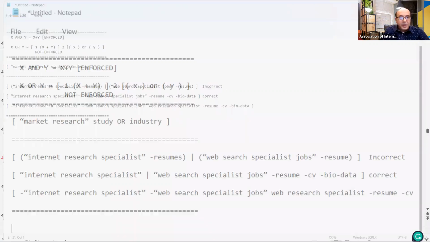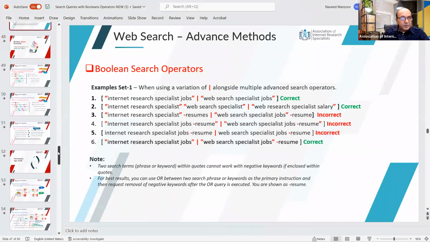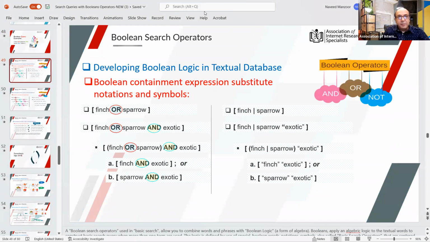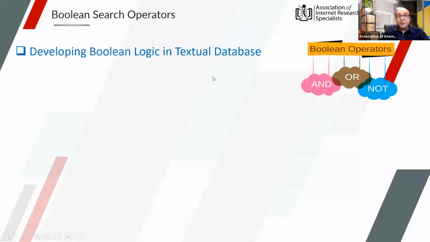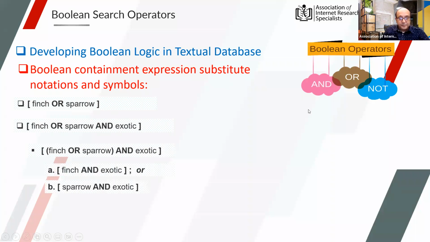Carry on with what we have. We're done with NOT and the minus sign. Not going to use NOT. Now let's look at some of the symbols, the way we are going to substitute notations with the Boolean itself. Let's suppose we have finch or sparrow and exotic. If we have to replace OR and AND, what should we be doing based on what we have learned so far?